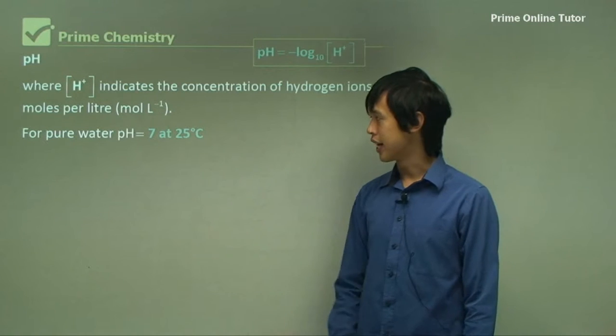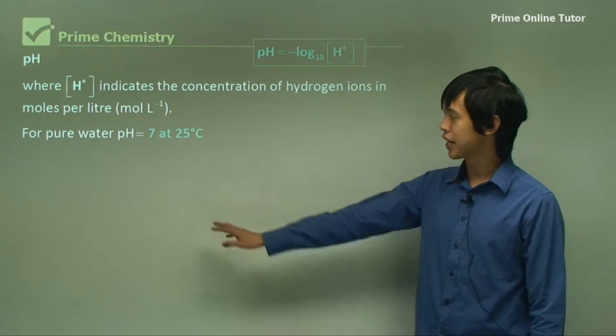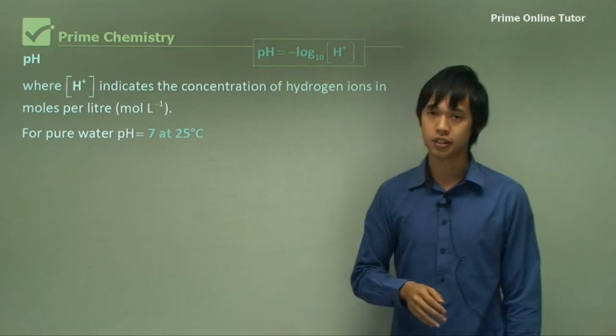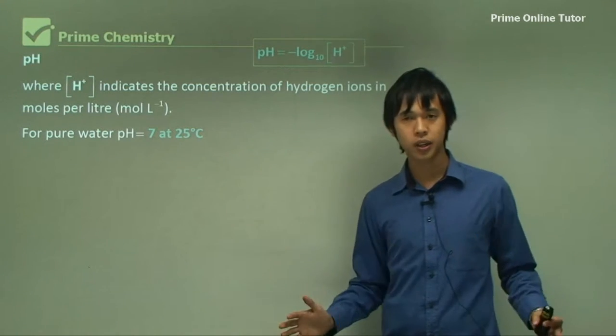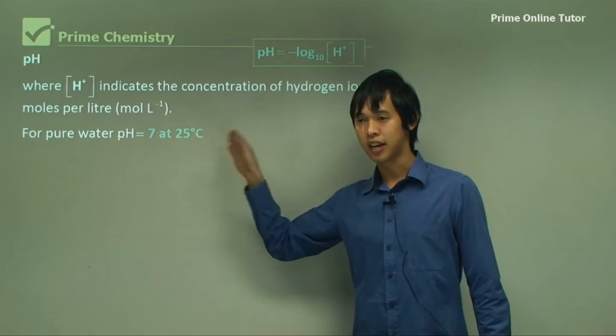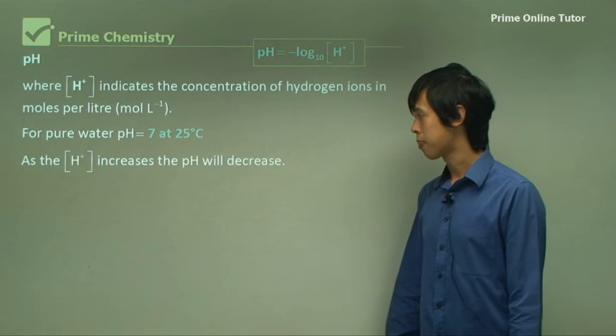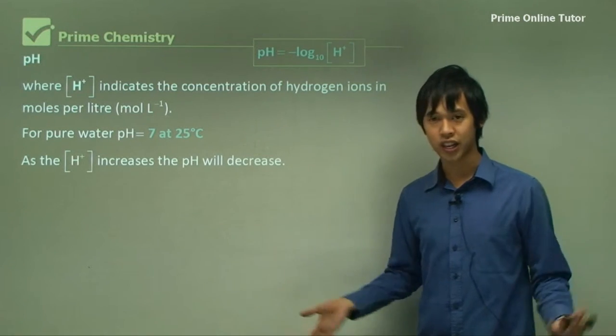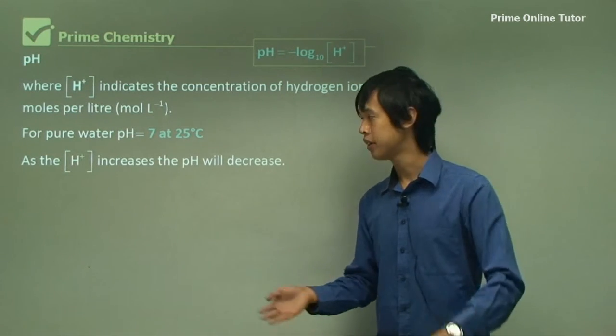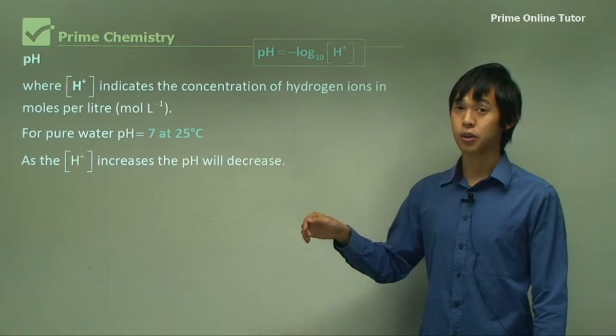So for pure water, pH equals 7 at 25 degrees Celsius. Okay, so when you've got nothing in the water, the pH is 7 at this particular temperature. So as the concentration of H plus, remember square brackets is concentration, increases, the pH goes down.